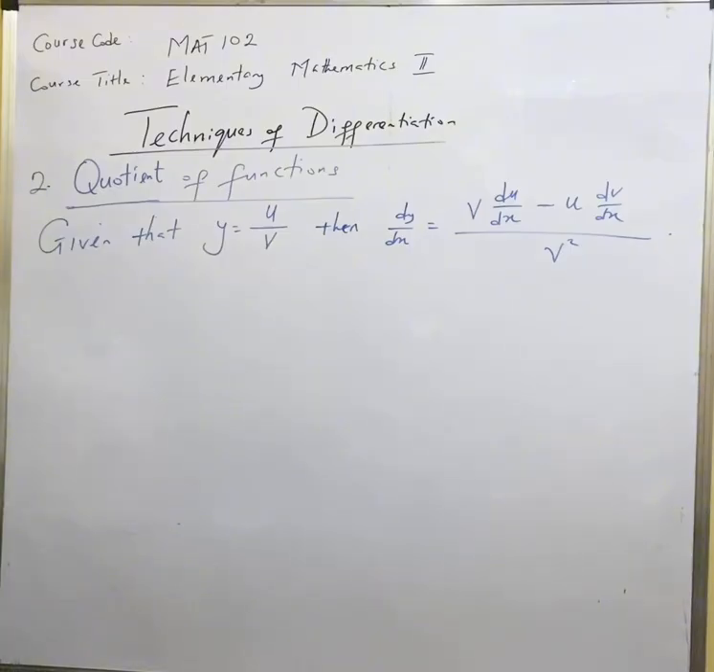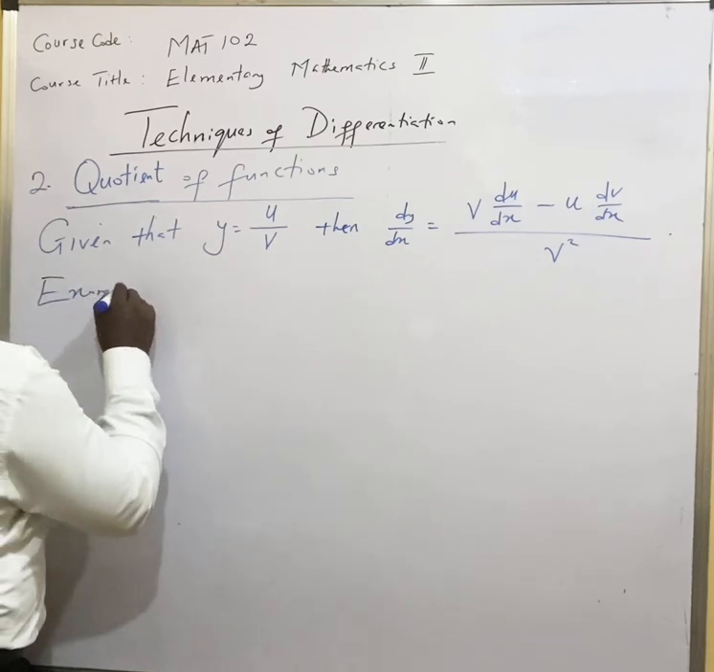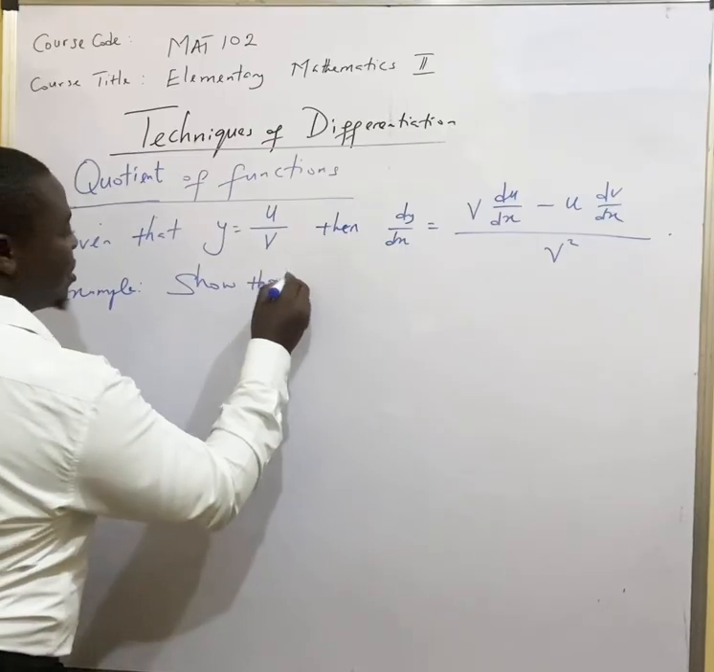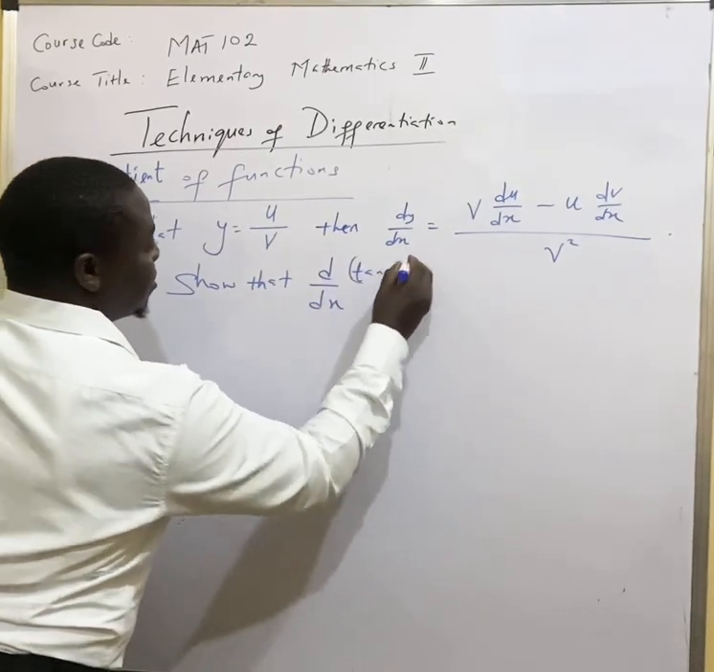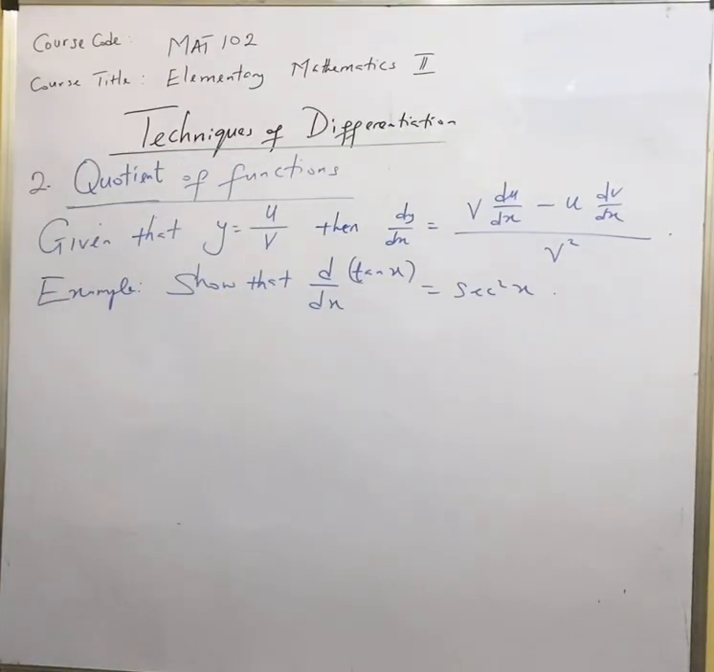So just like the product rule, we follow this formula that we have written now. Identify your u, identify your v, then take the necessary derivative and then you substitute. So let's take an example. Show that d dx of tan x is equal to sec squared x.